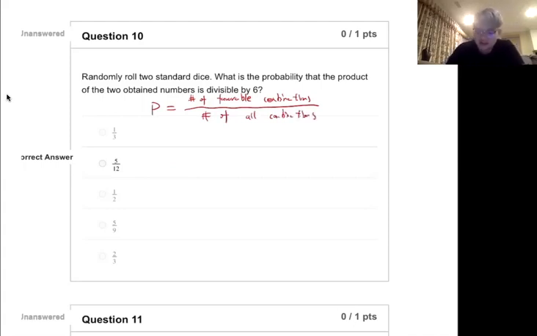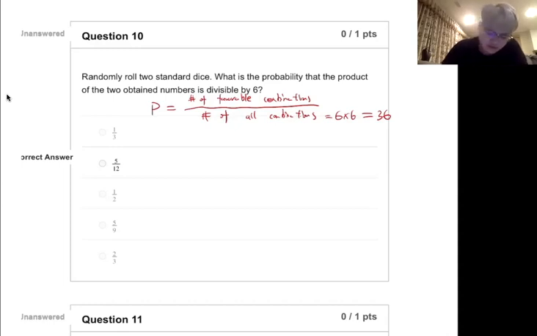So in this case, all combinations is just 6 times 6 because each dice has 6 numbers. So we have 36 combinations in total. And we need to calculate the favorable combinations, which in this case is the combination that the 2 numbers multiplied together is divisible by 6.